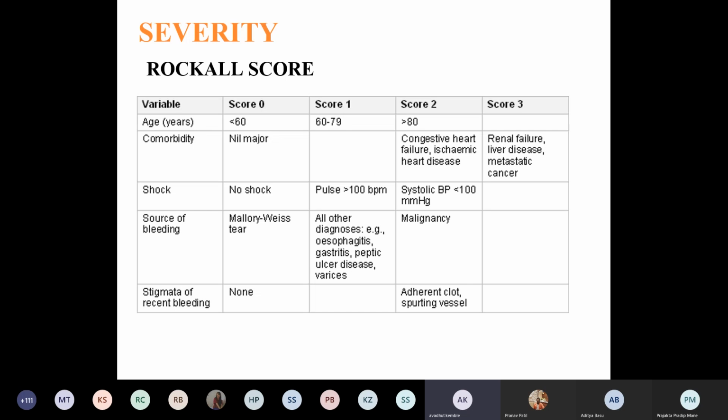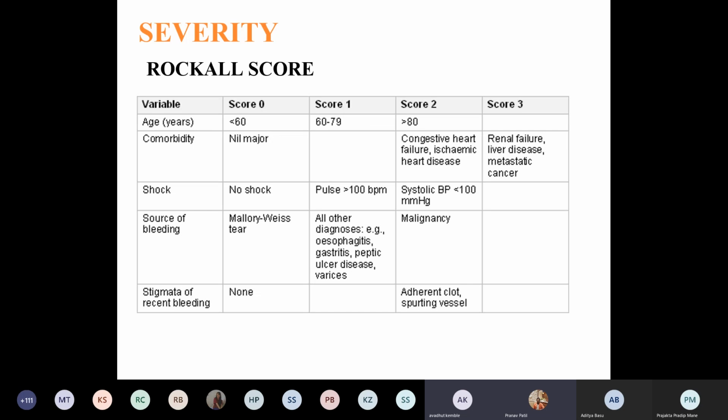Now, there is a score which decides the risk of this upper GI bleeding, which is called the Rockall score. You can see in the table, it is categorized into scores 0, 1, 2, and 3. First, we see the age of the patient, then the comorbidity, shock, source of bleeding, and then stigmata of recent bleeding if present. Score 0 is less than 60 years. Score 1 is 60 to 79. Score 2 is greater than 80 years of age.